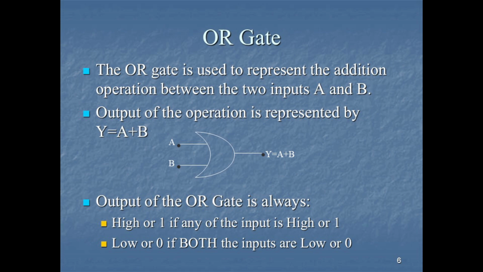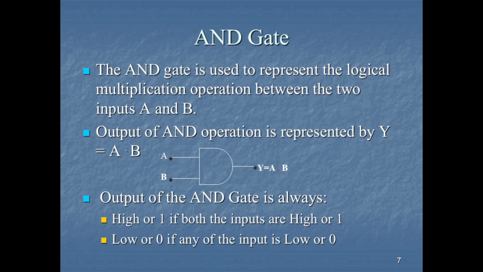Similarly, the AND gate is used to represent the logic multiplication operation between the two inputs A and B. Output of the AND gate is represented by Y = A dot B. AND gate का behavior कैसे रहेगा, output of the AND gate is 1 only when both the inputs are 1. If any of the inputs is 0, then the output of the AND gate is low or 0.